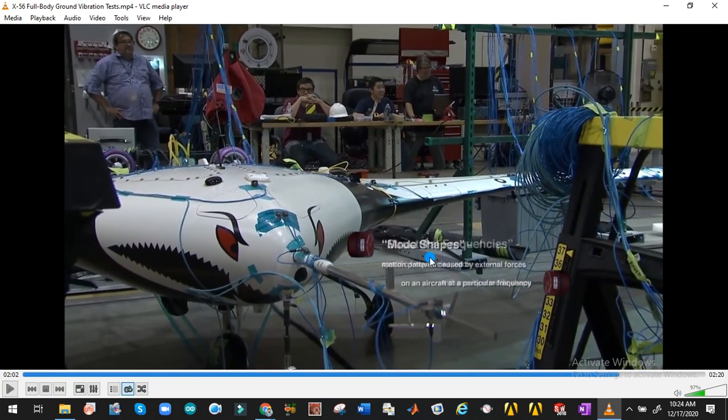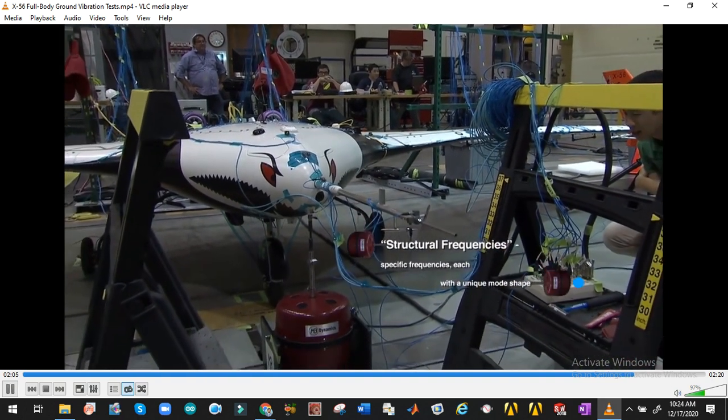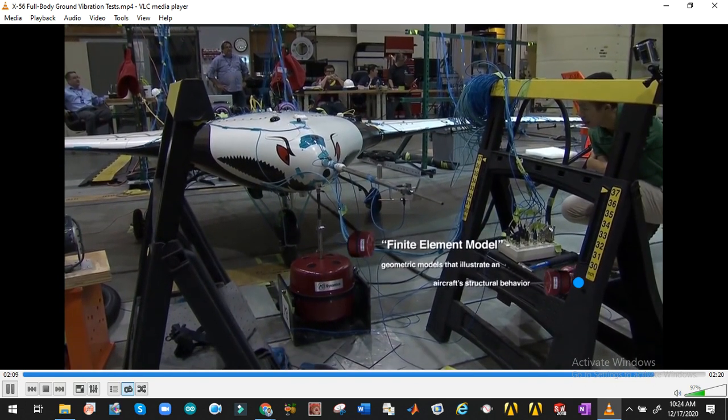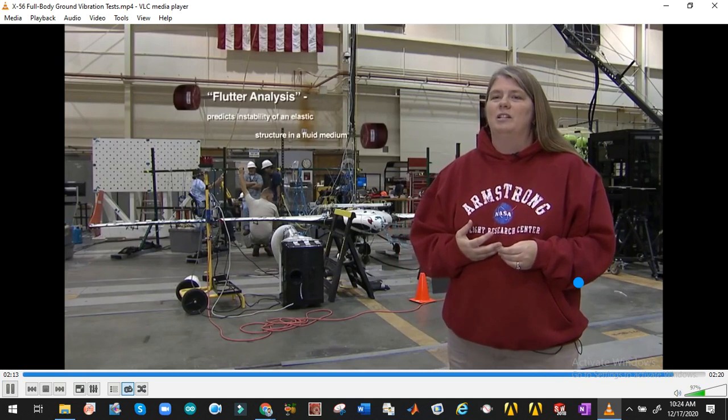So what are mode shapes? They are the motion patterns that are caused by external forces on an aircraft at a particular frequency. We use that data to update and validate our finite element models. And once we have our finite element models updated, we use those models to help run our flutter analysis. So why are we finding the multiple degrees of freedom?